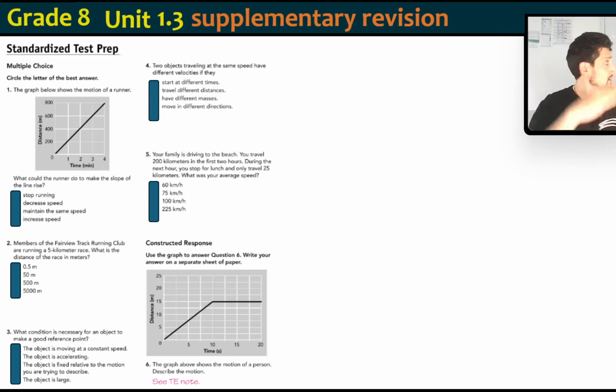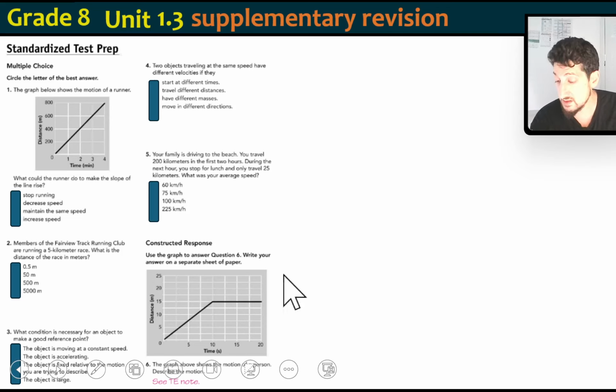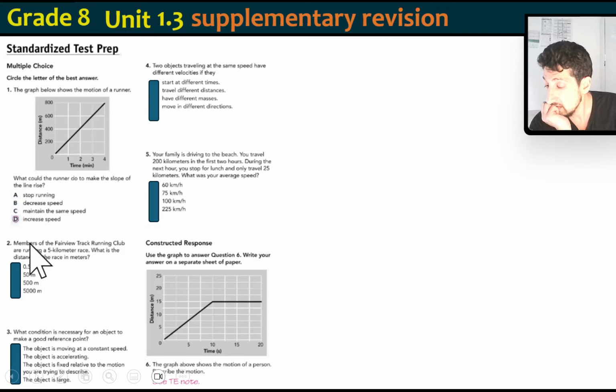So instead of this, I've got a ruler here, by the way. Instead of this, I want it to go like this, or like this, really steep. That means I have to cover more distance in less time. So I have to run faster. So I have to increase my speed, if anything. Increase my speed. D.